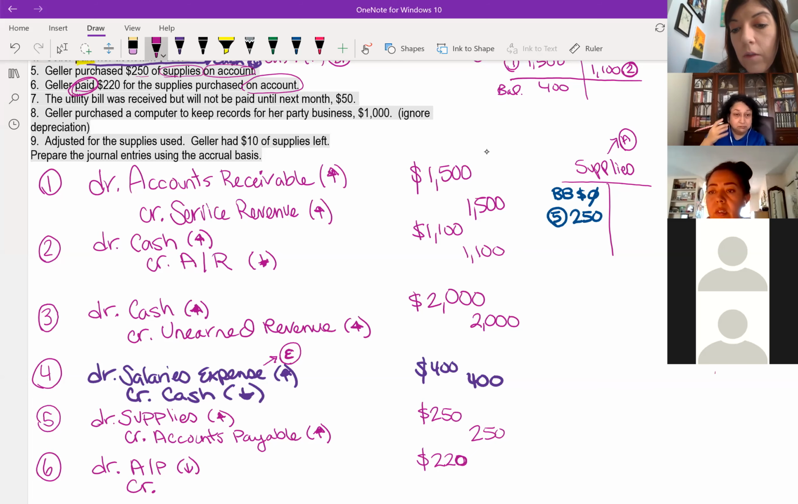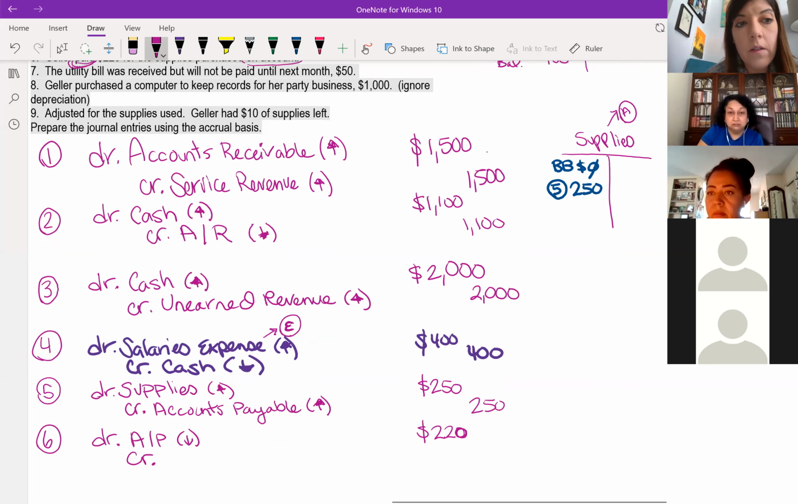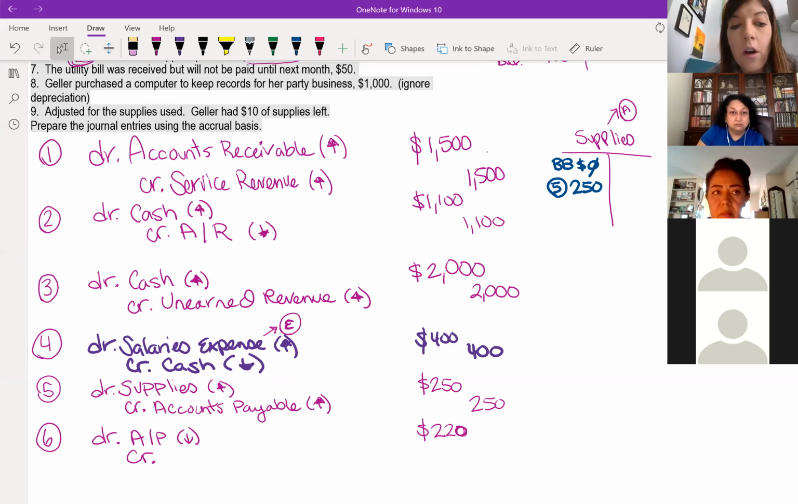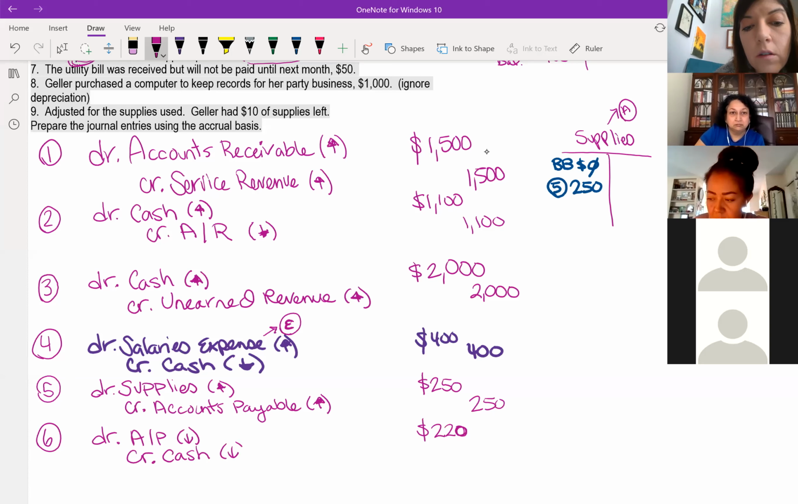right? Scroll down a little bit, please. Yes. Thank you. We're reducing that liability because we're paying off part of what's owed to the vendor. And we're going to credit cash because we're paying out cash for $220.